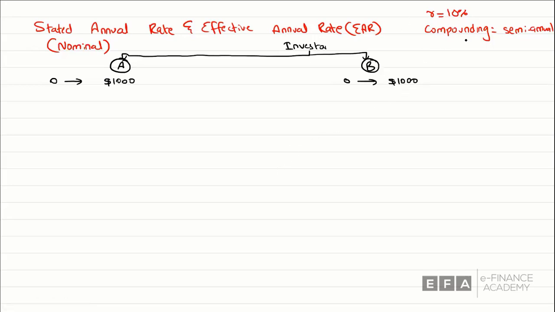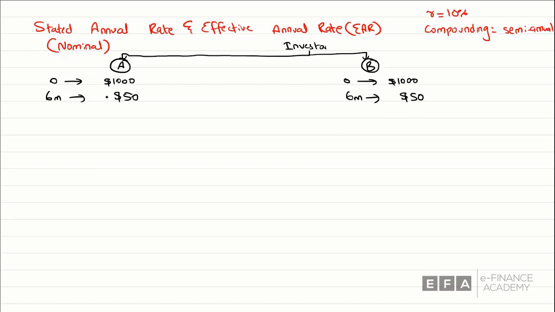And because the compounding is on a semi-annual basis, that means the return would be credited every 6 months. And because it's 10%, that means 5% would be credited every 6 months. So after 6 months, the investor A earns $50 and the investor B after 6 months also earns the $50, which is 5% of $1,000. So this is the return that both of these actually earn.